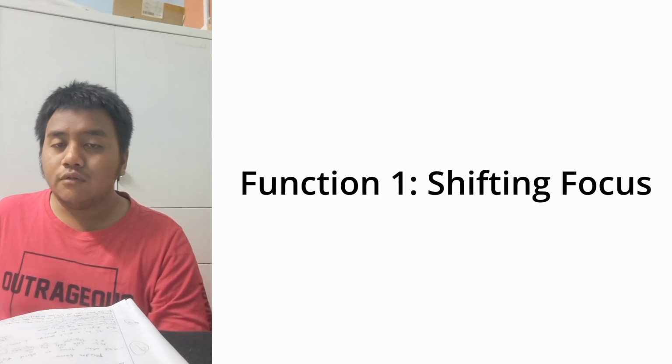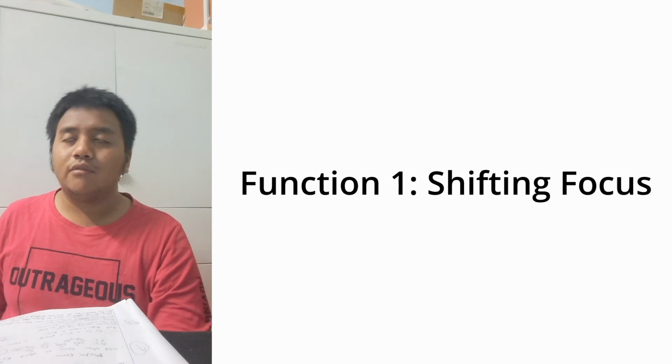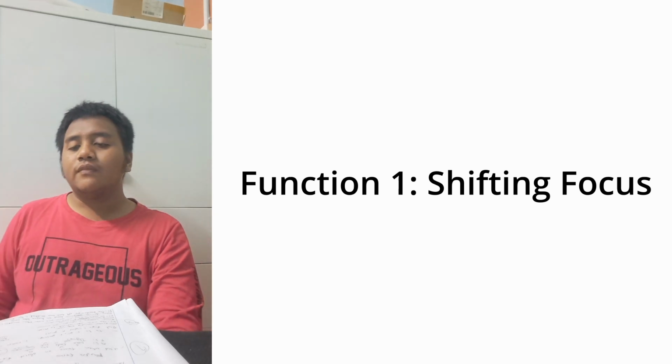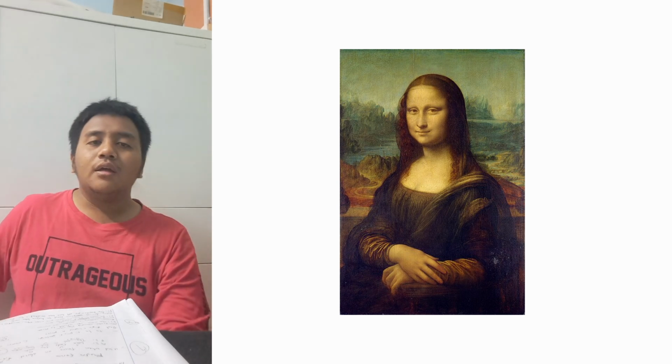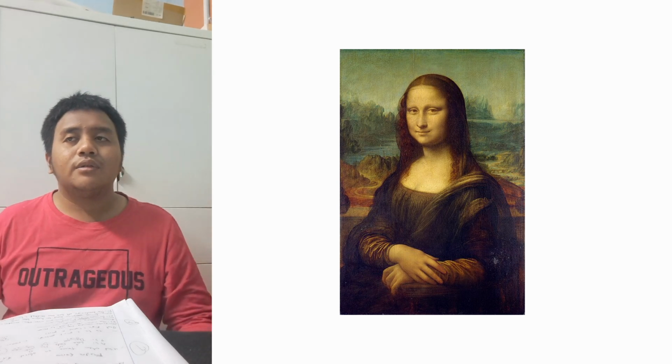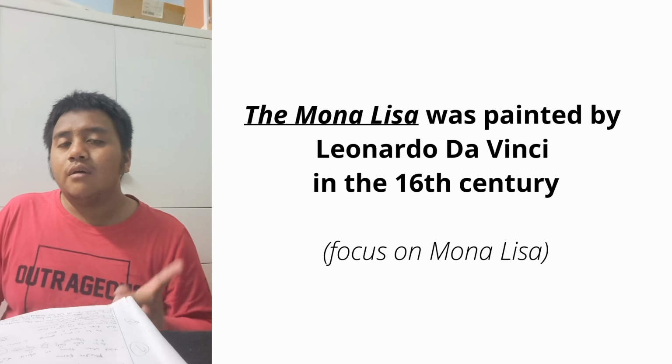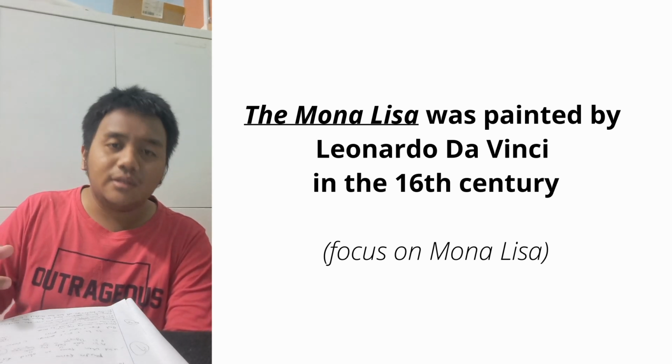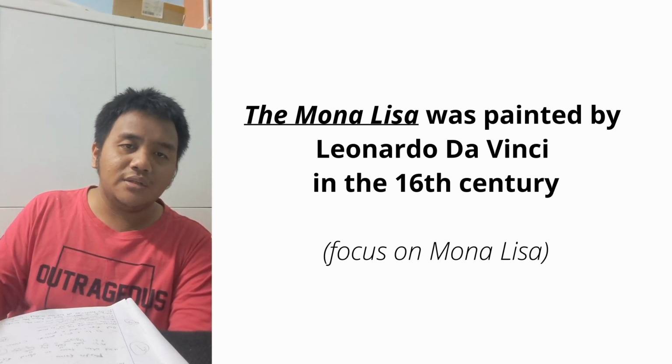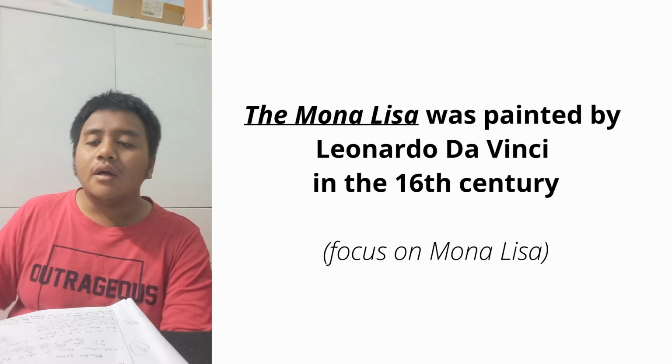Now, why do we use passive sentences? Okay, one is for when we want to shift the focus of something. Okay, for example, the Mona Lisa. If you were writing about the Mona Lisa, then maybe we want to shift the focus onto the painting. So we would say something like, the Mona Lisa was painted by Leonardo da Vinci in the 16th century.